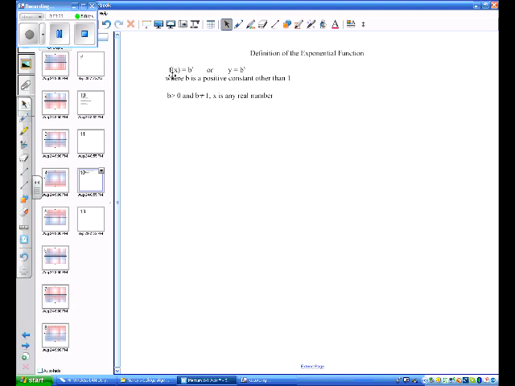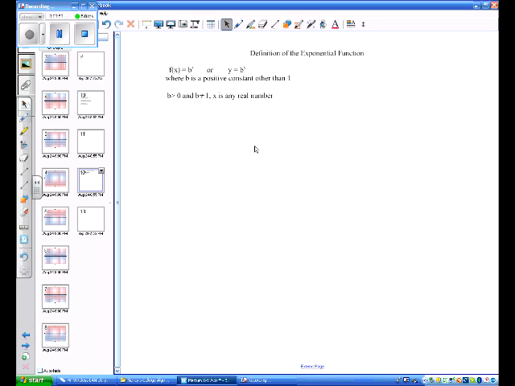An exponential function is written in the form of f of x equals b to the x, or y equals b to the x, where b is a positive constant other than 1. Another way that could be written is where b is greater than 0, that means it's positive, and it doesn't equal 1. So we're not going to be talking about raising 1 to a power. We're not going to be talking about raising a negative number to a power. And x is any real number.